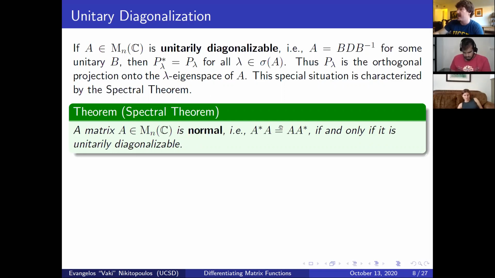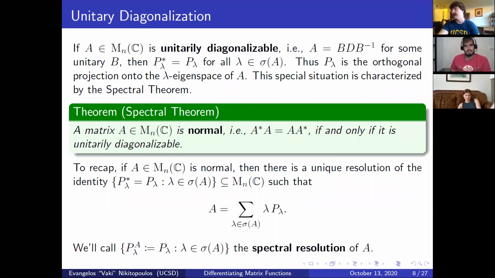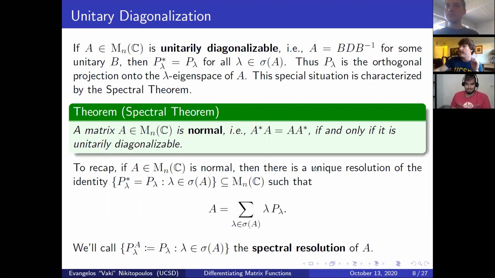It commutes with its adjoint if and only if it is unitarily diagonalizable. So that's the full situation. This commuting with your adjoint gives you the full situation. To recap, that means that if and only if A is normal, then there's a unique resolution of the identity that is self-adjoint or Hermitian, such that A is decomposable in this way, the sum over the spectrum of lambda P_lambda.